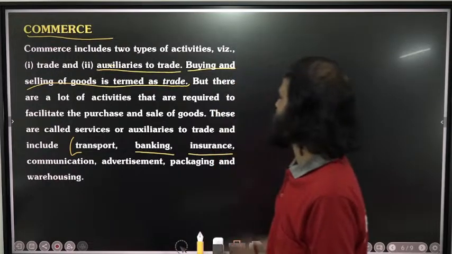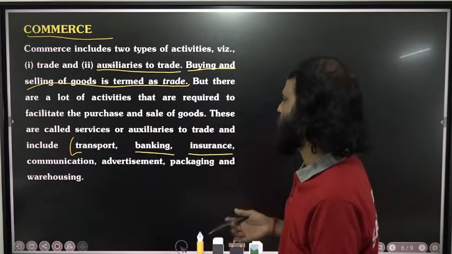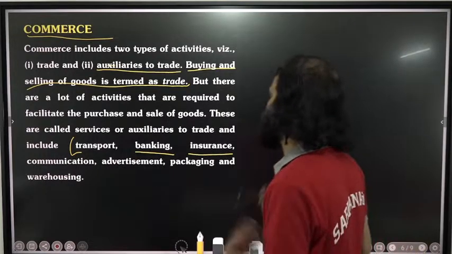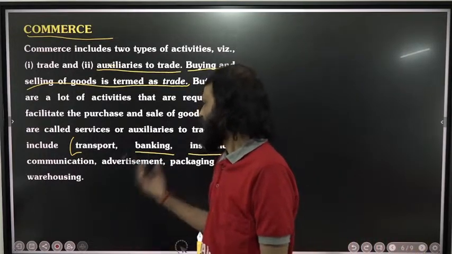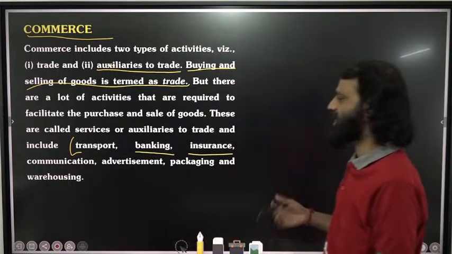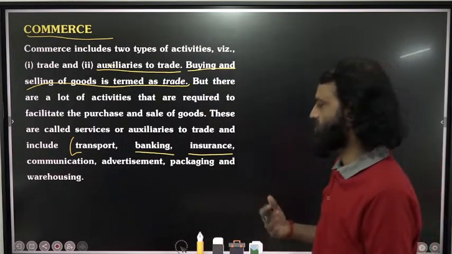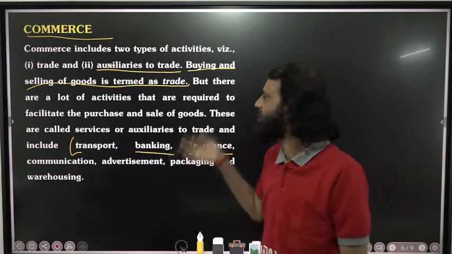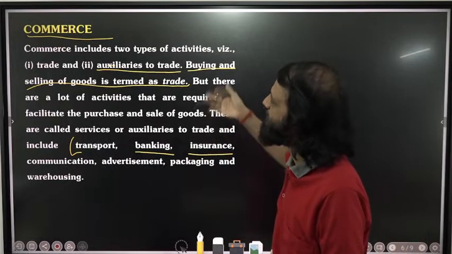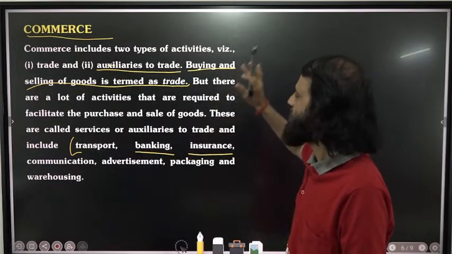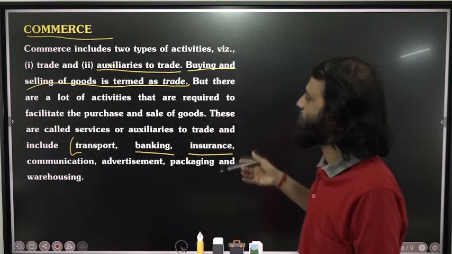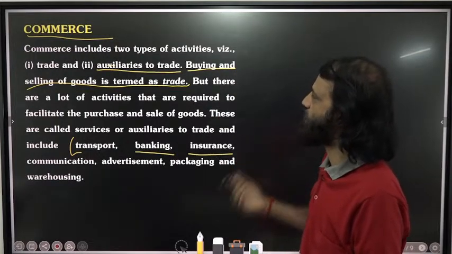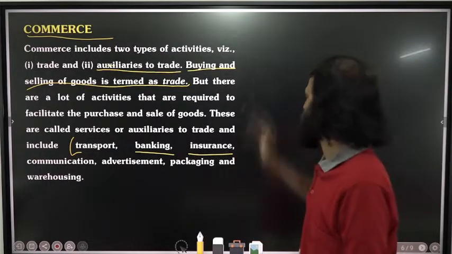So we need to keep it alive. In an economy, good transportation must be there, banking must be there, insurance facilities must be there, communication, advertisement, packaging and warehousing must be there. So I trust you understood these points. Here we were talking more about the importance and the role of the tertiary part and how all those tertiary industries are accelerating commerce or trade in the economy.